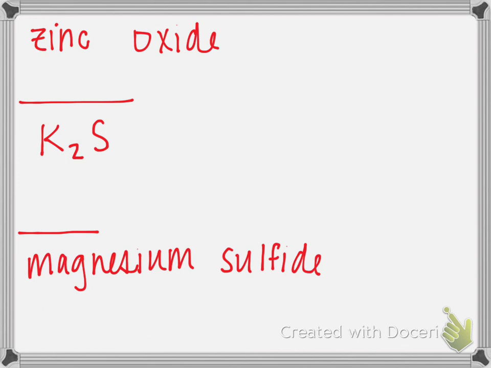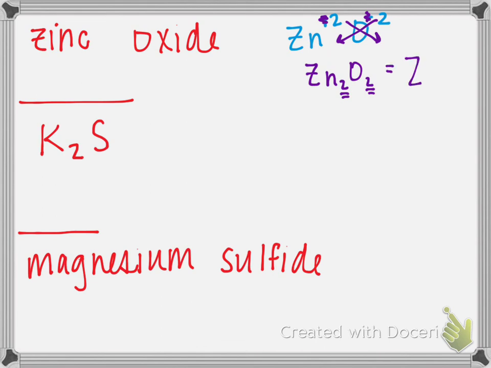All right, zinc oxide, Zn is +2, oxide is -2, and so when I do the crisscross, I ignore the plus and minus. I bring them down, which leaves me with Zn2O2, but I need to reduce those. And so my final formula is ZnO.